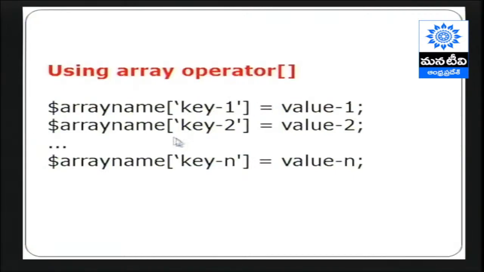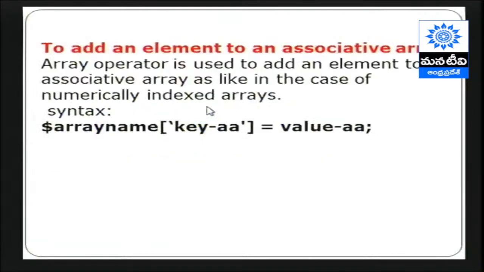So this is the way we can create an associative array, and here the key is a literal. We should not give any kind of expressions, but we have to use a literal. To add an element to an associative array, we can use the array operator, where the syntax is given here like this: array name, the key followed by the value which we want to assign into the associative array.